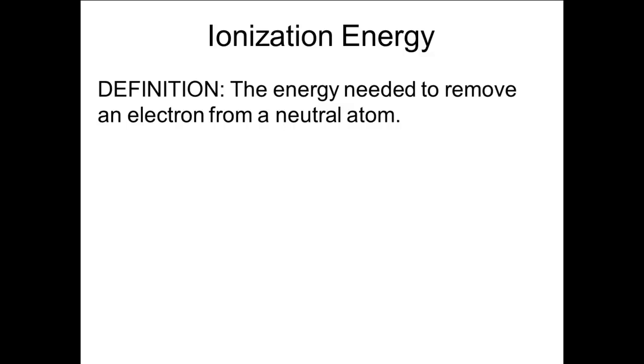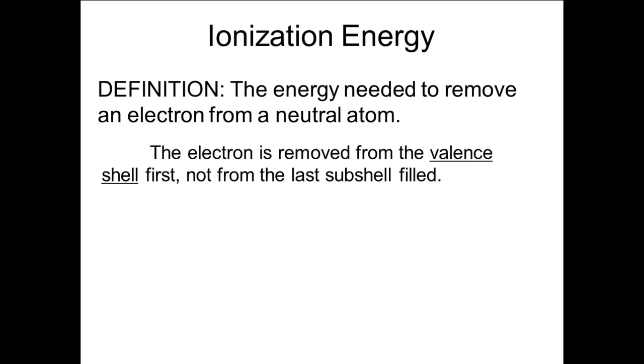Ionization energy is defined as the energy that must be added to remove an electron from a neutral atom. The electron is removed from the valence shell first, not necessarily from the last subshell filled. This is because the valence shell electrons are further away from the nucleus than the inner electrons, and so are easier to remove.